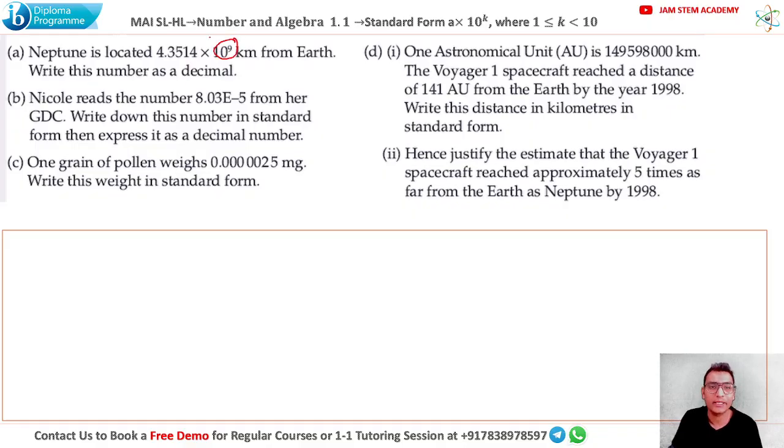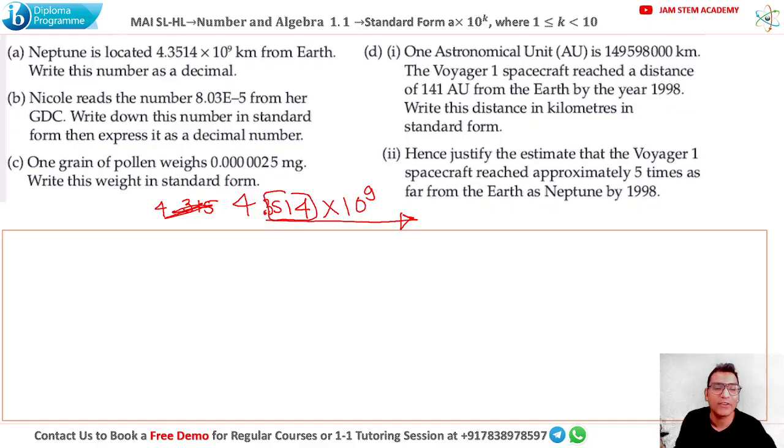Now we need to find the decimal representation for this. This time the power 9 is a positive integer. So in these cases, it means you are multiplying with 1 then 9 zeros, right? So in order to do so, you need to shift this decimal. Right now it is 4.3514, times 10 to the power 9. So you need to move your decimal 9 places to the right. Already we have 4 digits, 3514 here, so we need 5 more places to go, where we can take zeros for that.